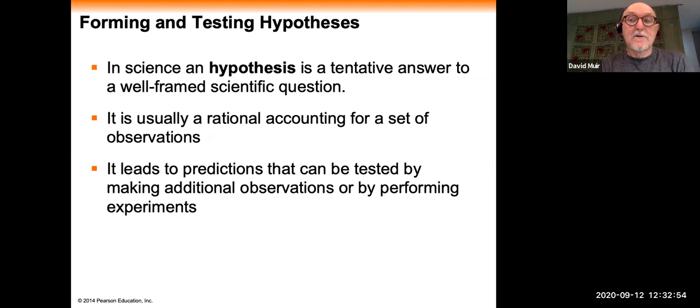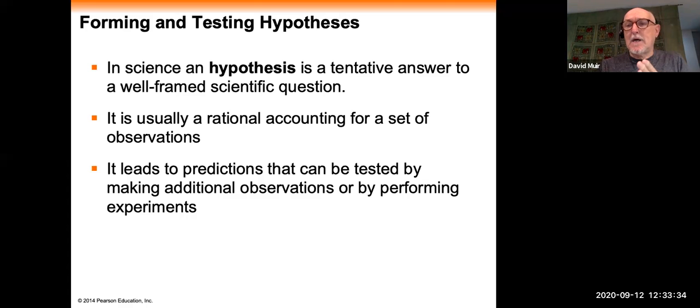So this idea of the hypothesis is very, very important in science. Again, it's a tentative answer, but it must be to a well-framed question. It's not thumb-sucking. It really is a tentative answer, but that word tentative is important. You must be ready to throw it out. And it must be rational. It depends on known physical, chemical, etc. principles. And thirdly, it leads to predictions, and those predictions can be tested.